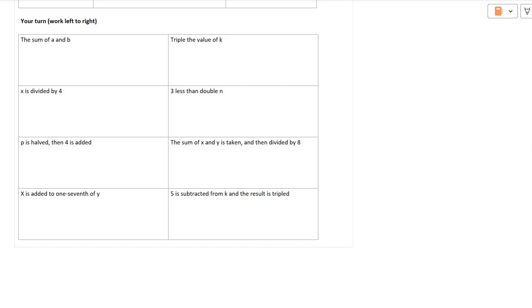Looking at this first one, we've got the sum of a and b. We know that sum just means plus, so I've got a plus b. Then I've got x divided by 4. That has to be a fraction, so it would be x over 4.